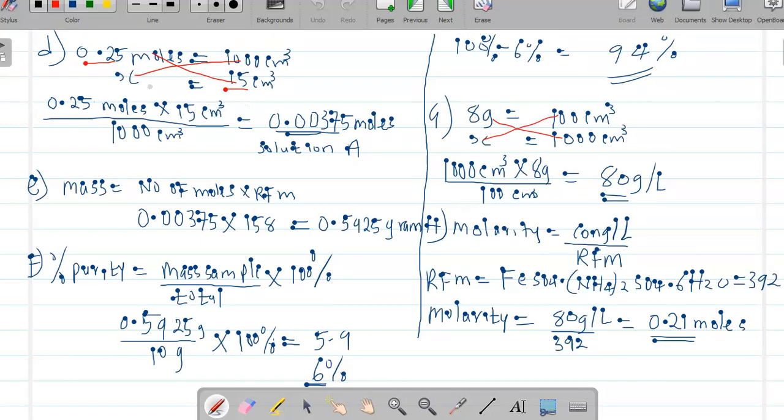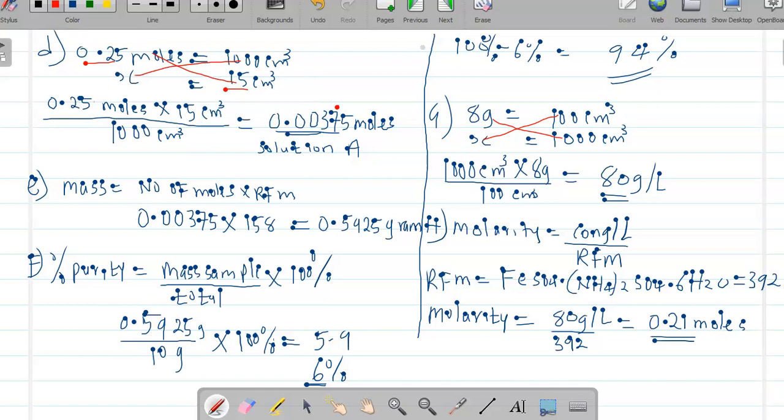How much? Then cross multiplication. You multiply 15 centimeter cube times 0.25 divided by 1000. Then you'll get 0.00375 moles of solution A used. This is the number of moles of solution A used.